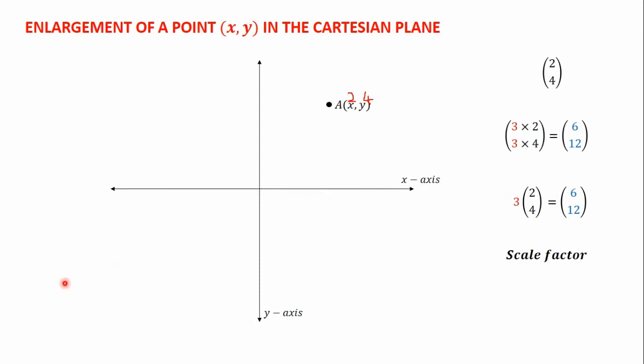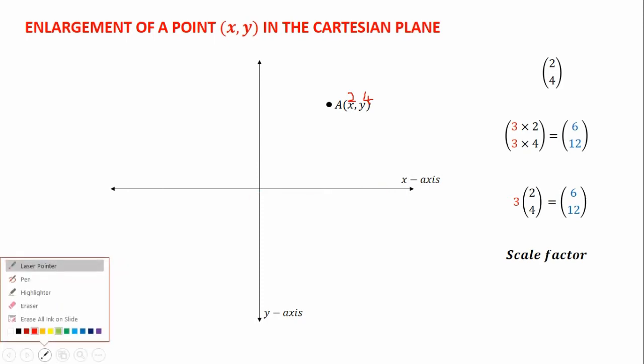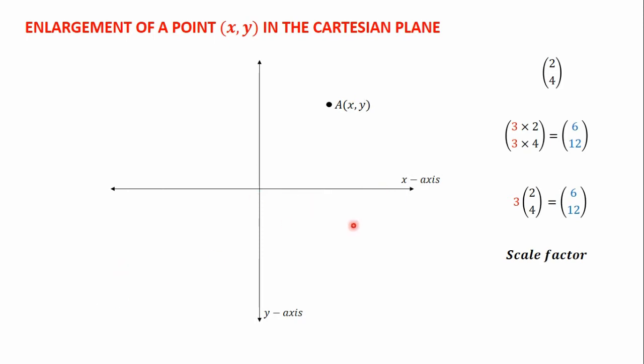Let's learn more about enlargement of a point in the XY plane. When we have a point in the XY plane and we want to enlarge it, we can do so by using the origin O with coordinates 0, 0 as the center of enlargement. We can also do so by using another point other than the origin. So let's say we have another point, point D with coordinates AB as the center of enlargement. We are going to learn how to do both of them.